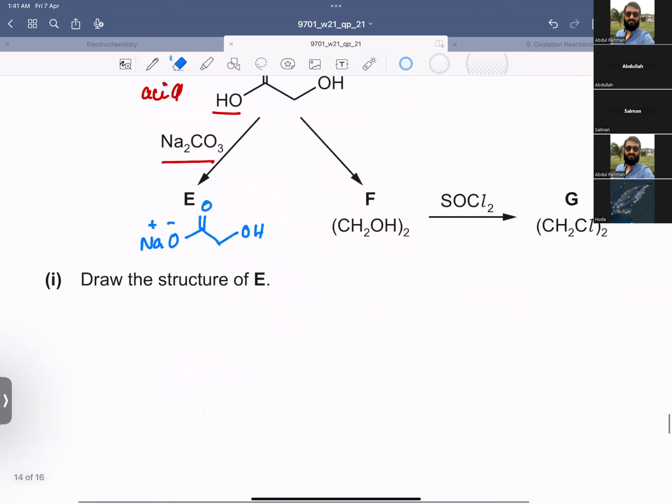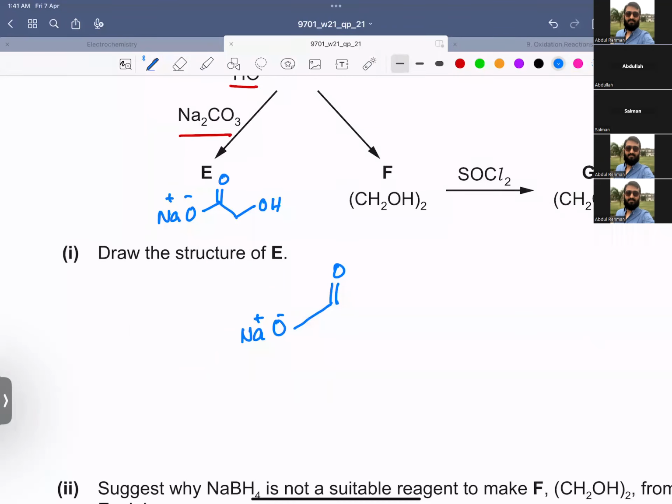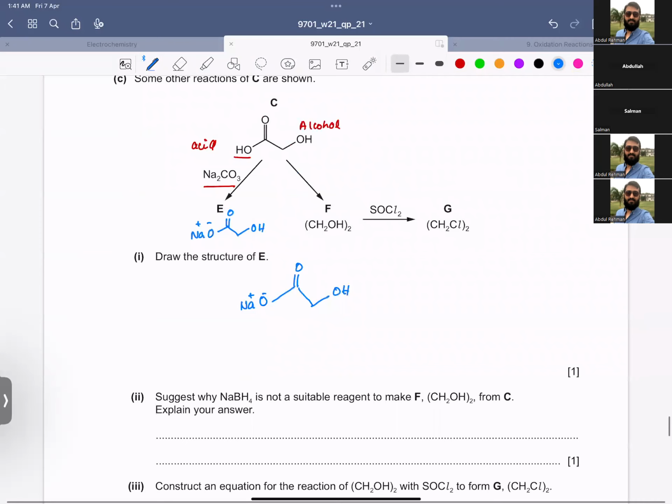Okay. Now they are asking you to draw the structure. So we already drew it. So we draw it over here, an O negative bonded to C double bond O, and that is bonded to CH2OH. Okay. Now suggest why NaBH4 is not a suitable reagent to make F from C. Explain your answer.